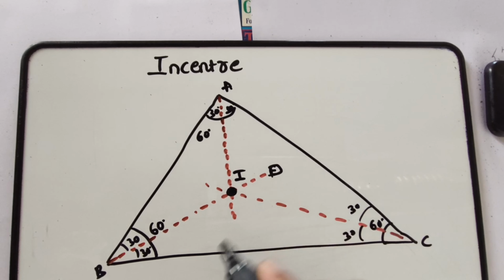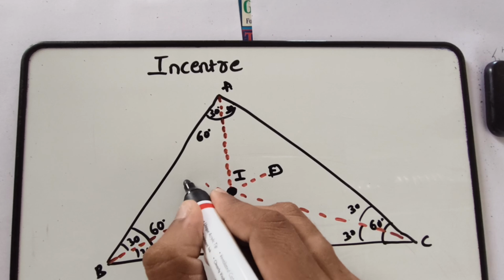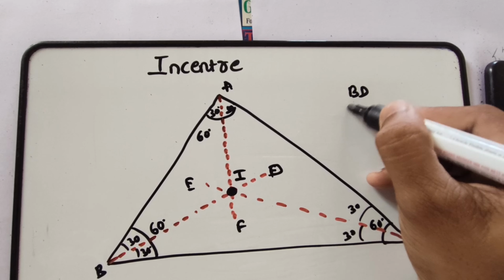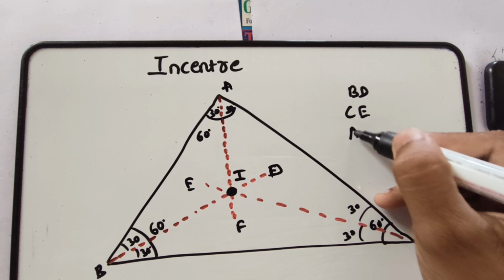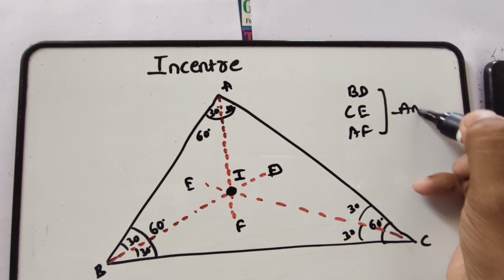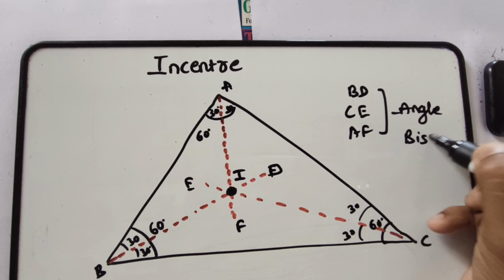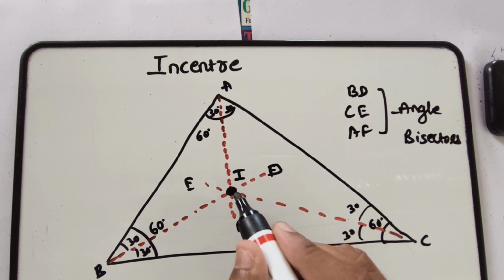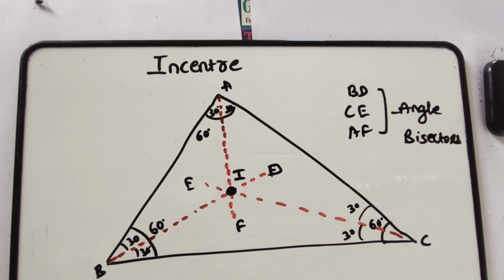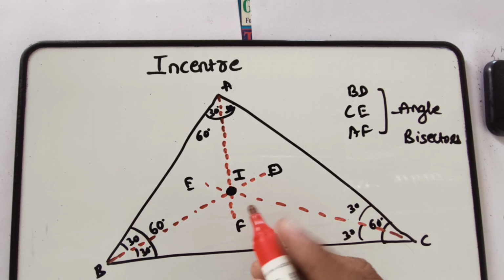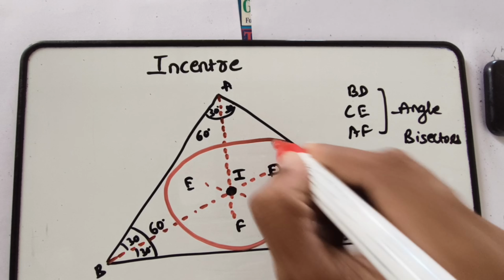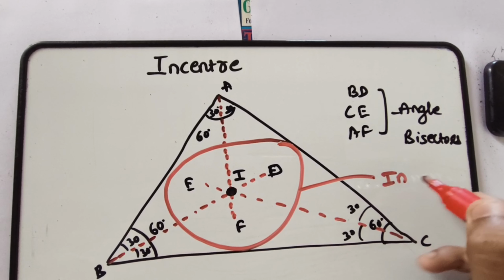BD is the angle bisector. Next, CE is the angle bisector. AF is the angle bisector. BD, AF, CE are the angle bisectors. All these three angle bisectors meet at one common point, that is known as I, and this I is known as incenter of the triangle. With this I as the center, I can draw a circle inside the triangle, that is known as incircle of the triangle.